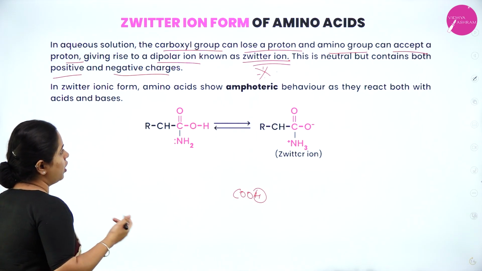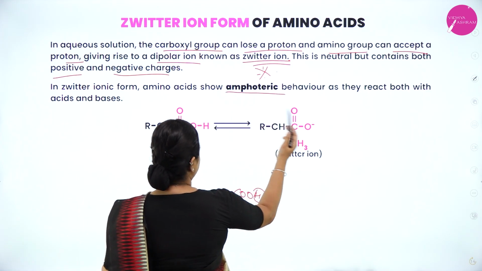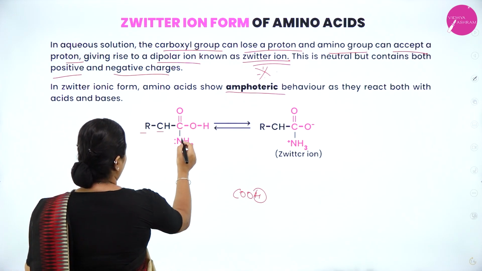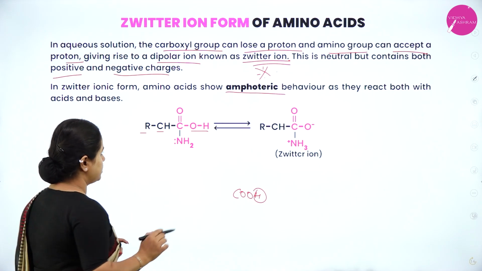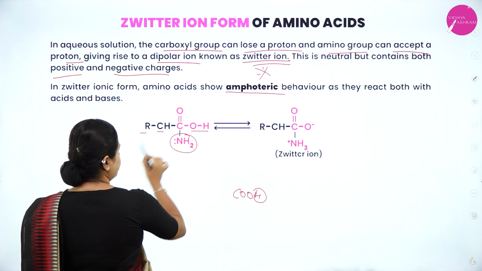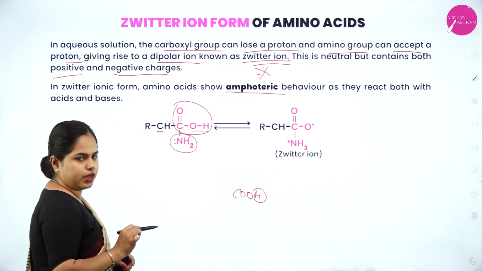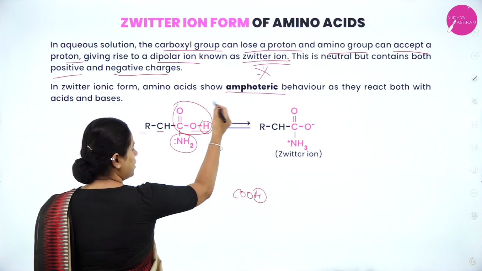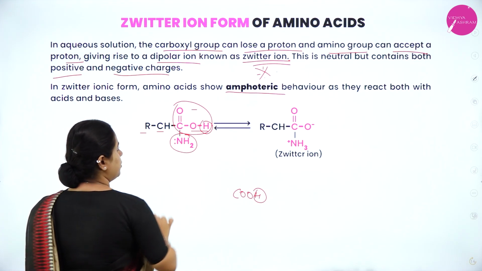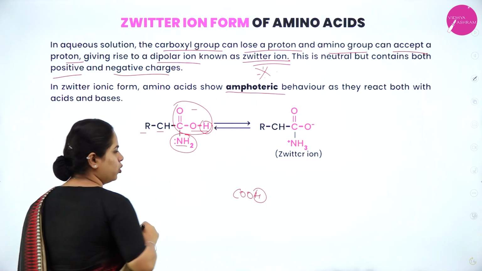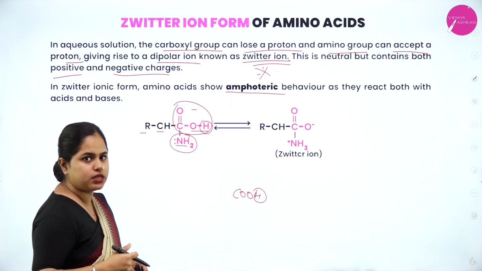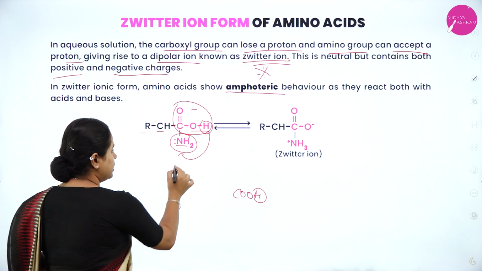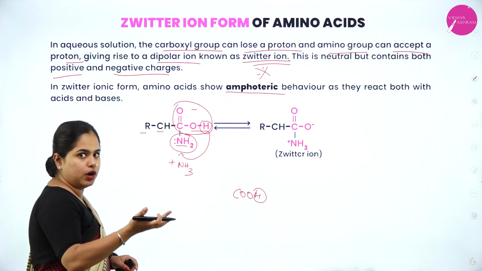So, let us understand. In Zwitter ion form, amino acids show amphoteric behavior because they react with both acids and bases. Here you are having RCH, CO, NH2, OH. You can see this is the amino group and this is the carboxyl group. The carboxyl group has the tendency to lose this proton, so H plus will be lost and COOH will become COO minus. And the amino group has the tendency to accept this proton. So this H plus will be accepted near NH2 and it will become NH3 plus. Right, one proton is accepted.